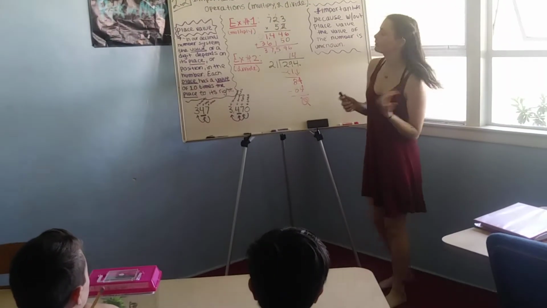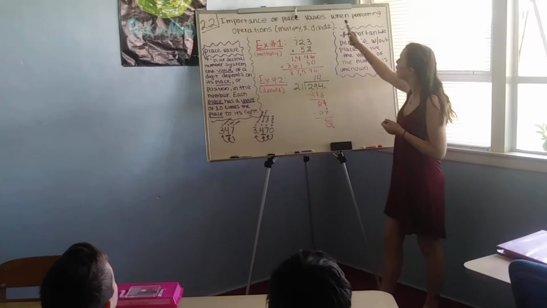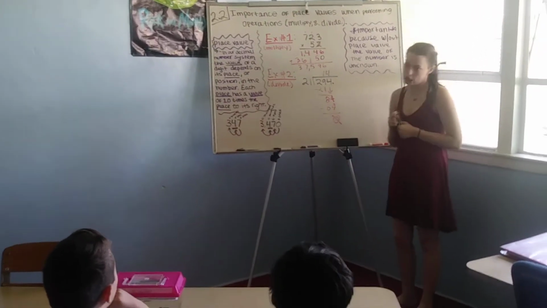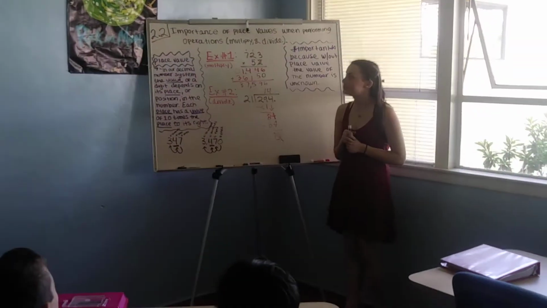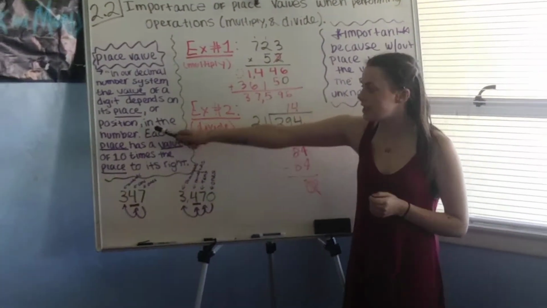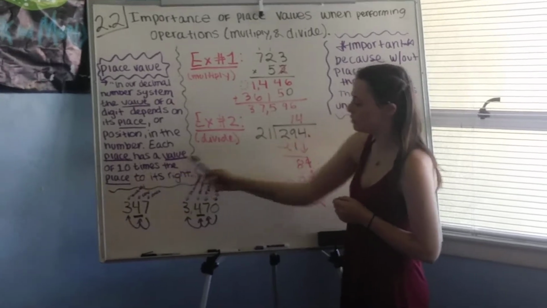Okay, so today I'm going to be explaining the importance of place values when performing operations in multiplication and division. So what place value is, in our decimal system, the value of a digit depends on the place or position in the number. Each place has a value of 10 times the place to its right.